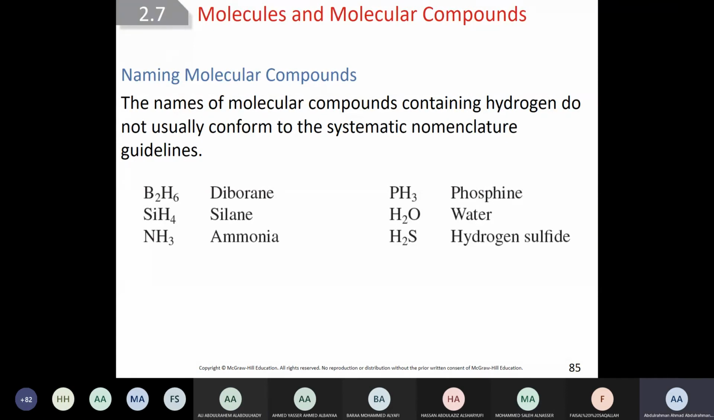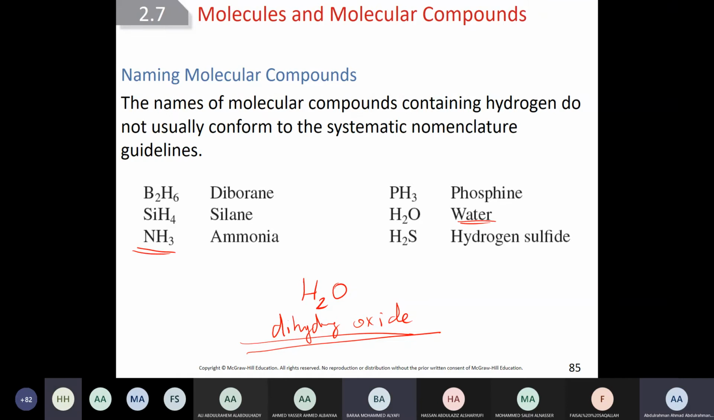Okay. These are compounds. They have special names. What's the name of this compound? Water. Can I say dihydrogen oxide? Yes, of course. But nobody knows this name. Everybody knows water. You don't have to memorize all of this, but this one is very famous also. What's the regular name we should have for this one? Nitrogen trihydride, hydride at the end. Exactly, but we have named it as ammonia.